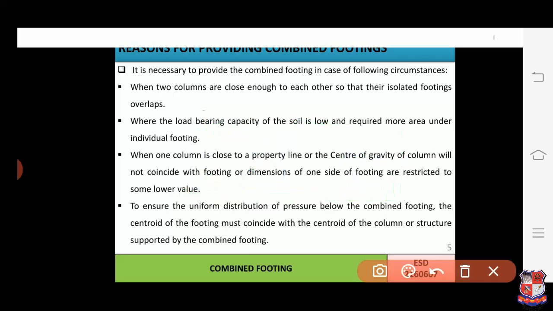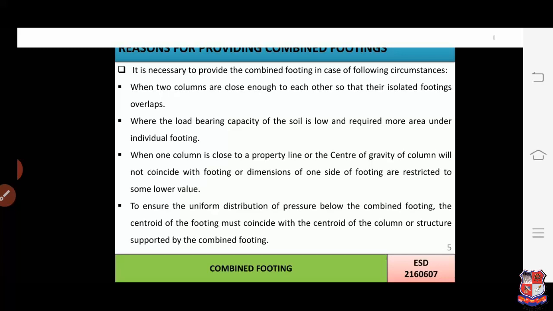Okay. Second, when the load bearing capacity of the soil is low and more area is required under the individual footing. Third, when one column is close to the property line, or the center of gravity of the column will not coincide with the footing, or dimensions of one side of the footing are restricted to some lower value.